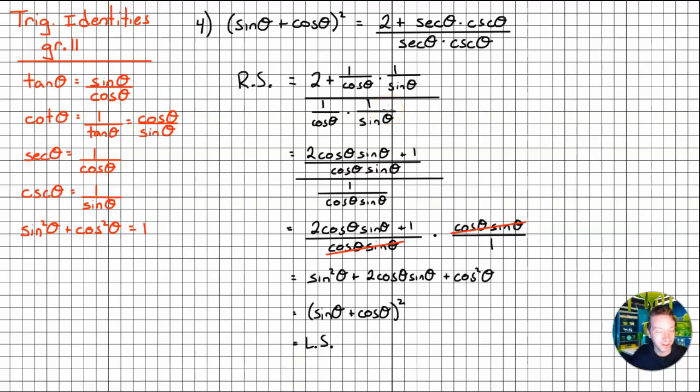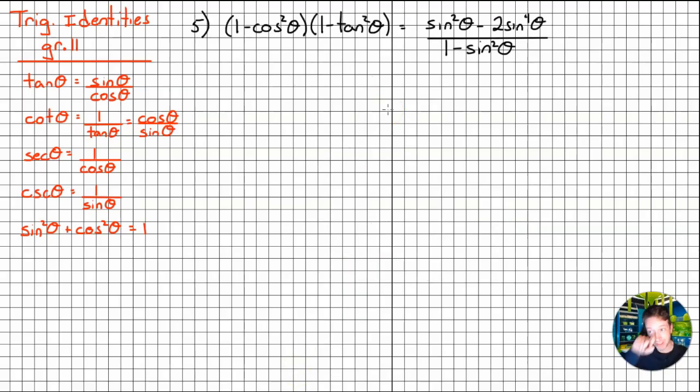All right, one more. You ready? Let's try this one. We're going to work with left side or right side. Let's work with left side because we have a tan here. So left side. We have 1 minus cos squared theta times 1 minus, this is going to be sine squared theta over cos squared theta.